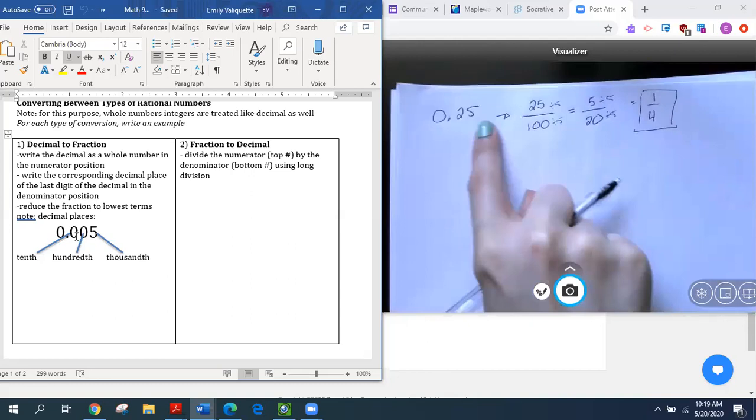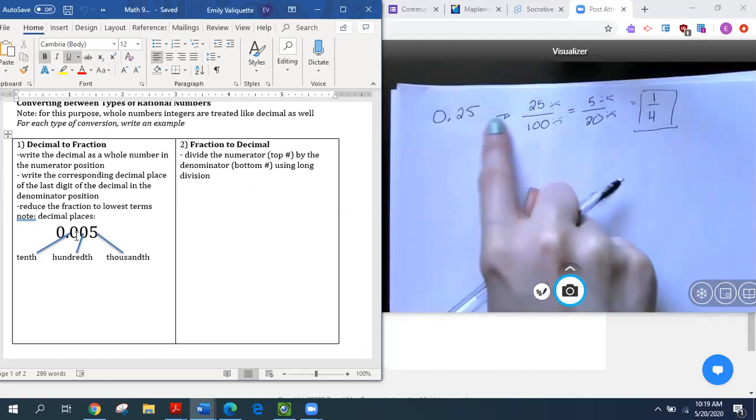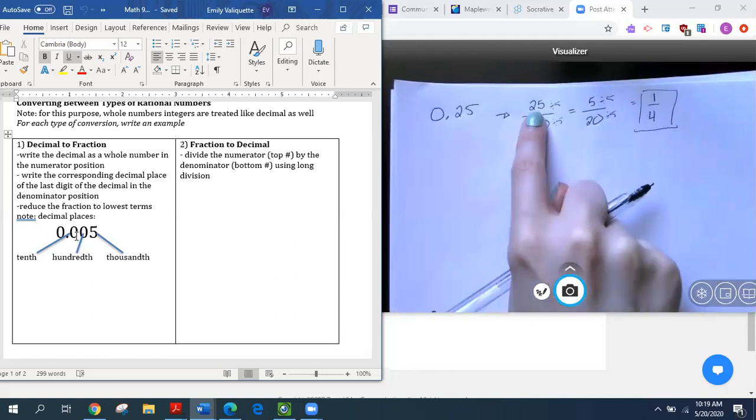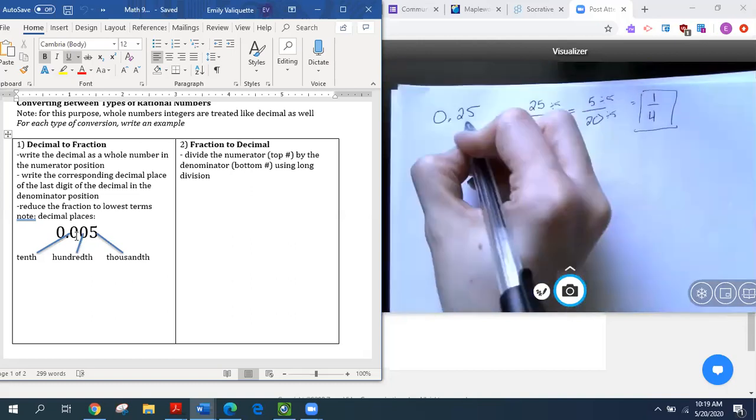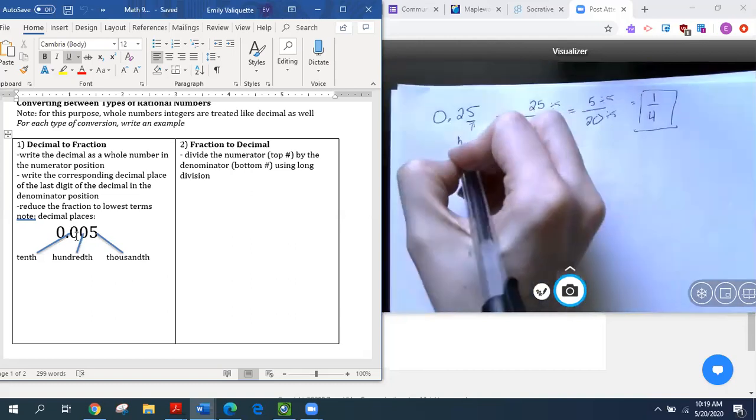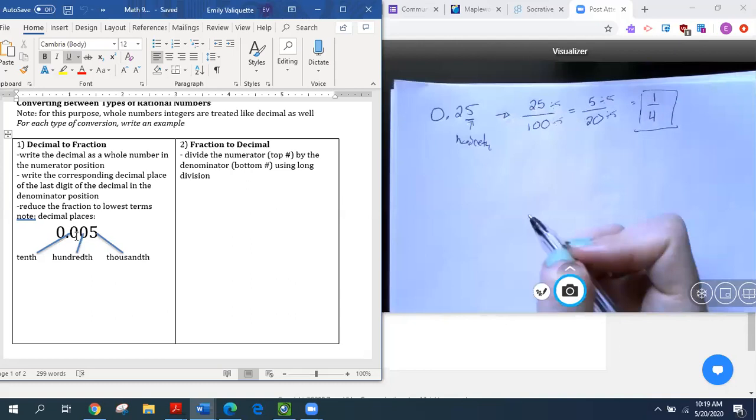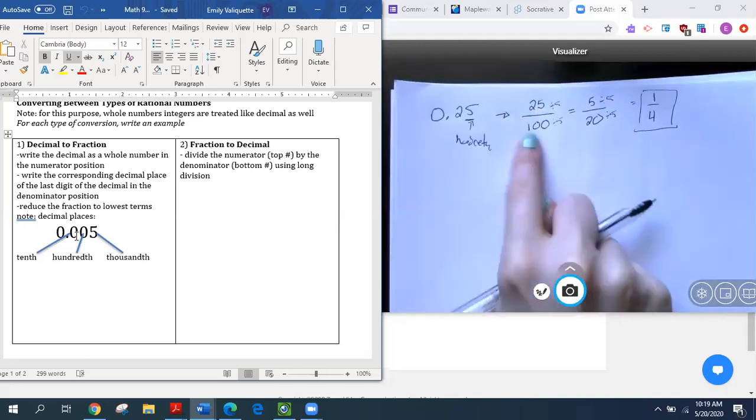Okay, so take your number, write it as the numerator without the decimal. Because this was in the 100th position, and sorry, my writing's terrible, that's why we wrote 100 here.